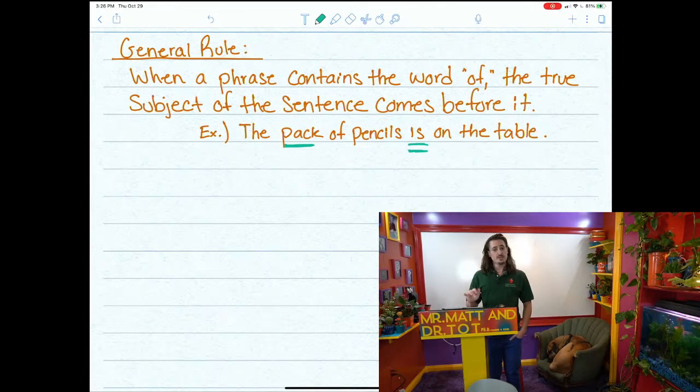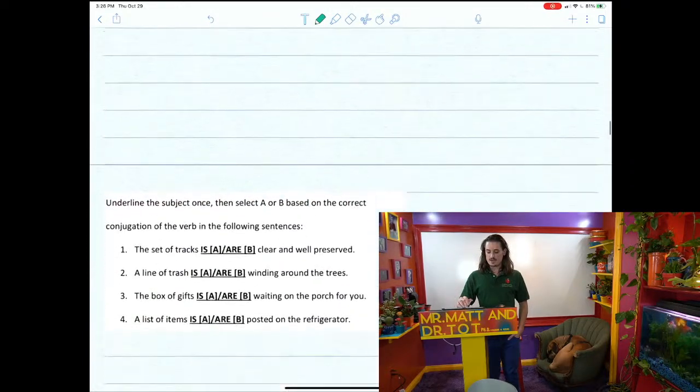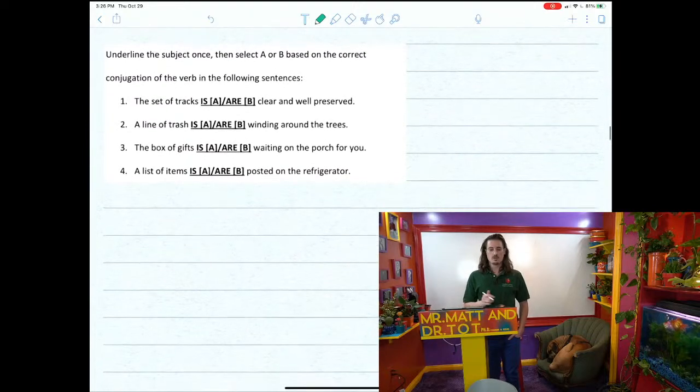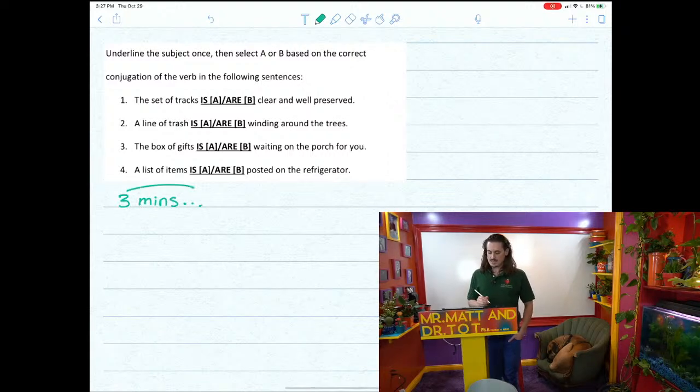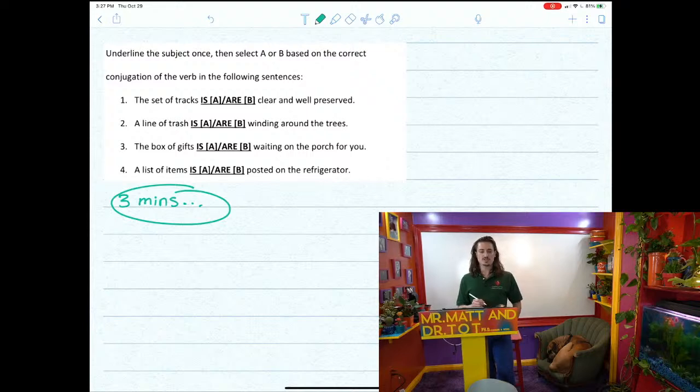If you have any questions, then please let me know. So you're going to be guided by the word before the preposition of. I'm going to give you 3 minutes. I'd like you to look at 1 through 4. I'll keep track of the time right here. And you're going to be underlining the subject once, and then selecting A or B based on the correct conjugation of the verb, depending on which subject you identify. Okay, so you have 3 minutes. I'll keep track of the time, and then we'll go through these.